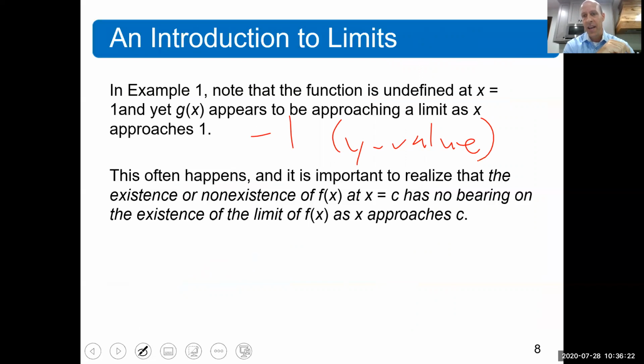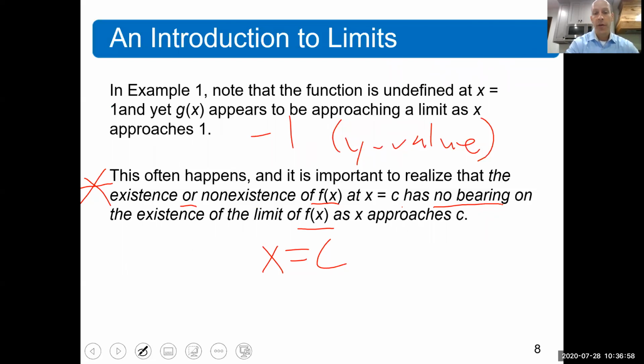This often happens, and it is important to realize that the existence or non-existence of f of x at c has no bearing on the existence of the limit. Here I'm talking about f of x because I'm talking about a general function. This is very important. What I'm telling you is this: the function doesn't have to be defined at some x equals c. However, the limit can be defined there, and that's why we need it. So let me say that again. The existence or non-existence of f of x at c has no bearing on the existence of the limit as x approaches c. Okay?